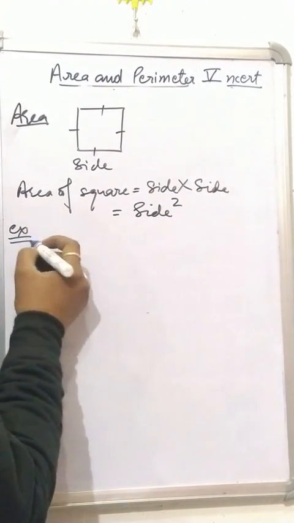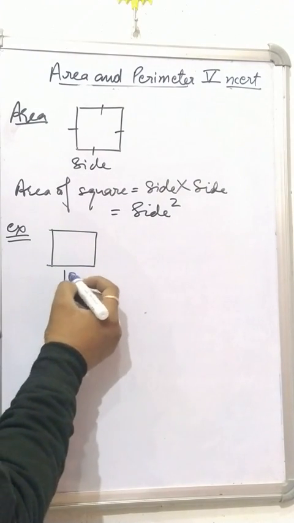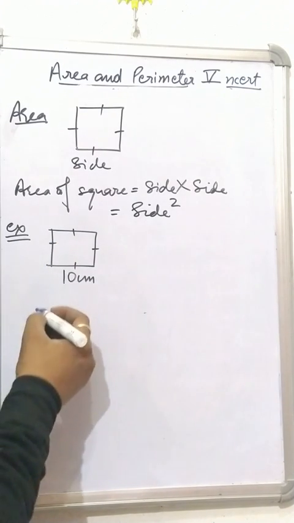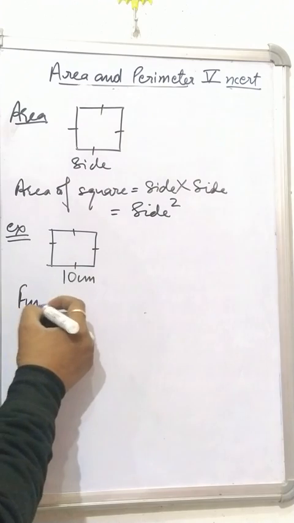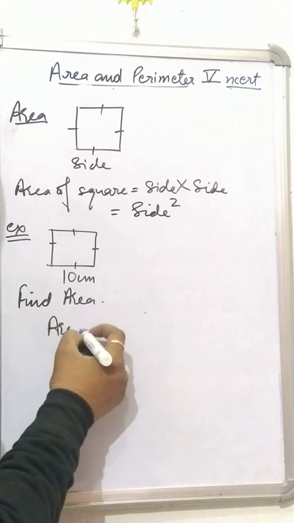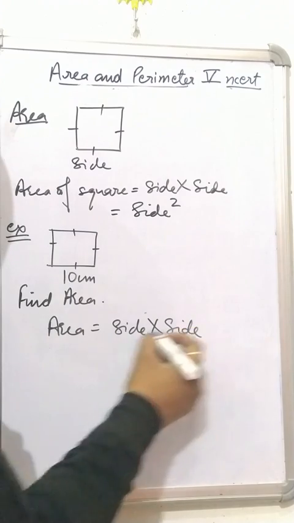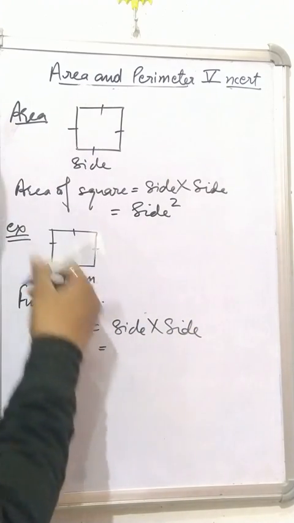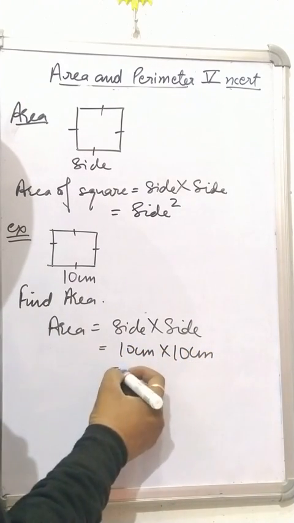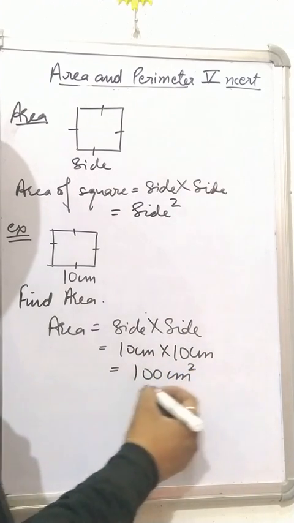You can understand this also through an example. This is a square with side 10 centimeter, and it is asking to find area. So you have to find area. Area is equal to side multiply side. In a square all four sides are equal, so 10 centimeter multiply by again 10 centimeter. 10 tens are 100, and centimeter times centimeter is centimeter square.